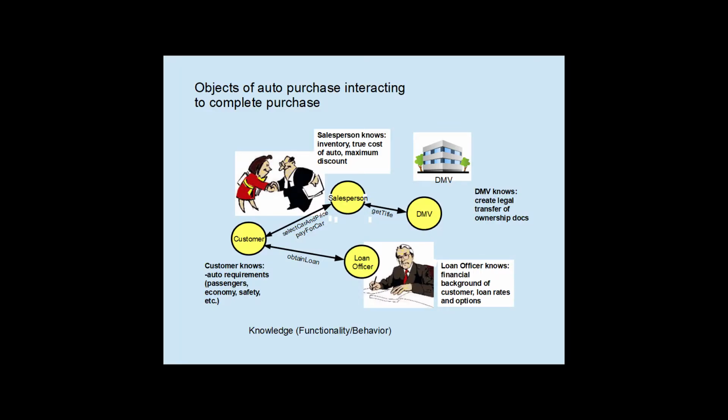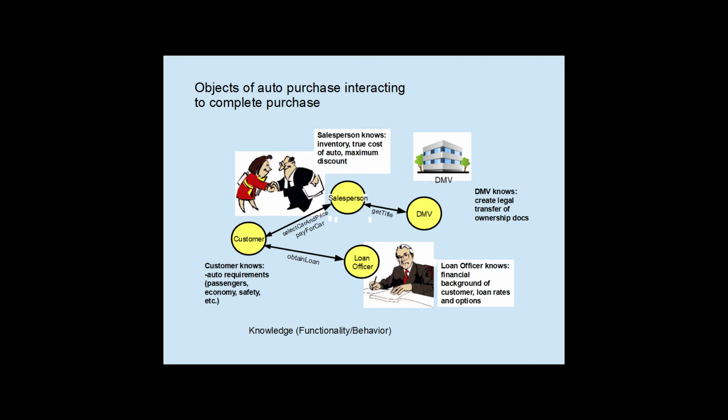Now let's see what purchasing a car would look like when modeled using objects. In this small scenario, we can identify 4 objects: customer, salesperson, loan officer, and the Department of Motor Vehicles. The behavior or functionality knowledge of each of these objects is also shown along with the requests or messages that they respond to.